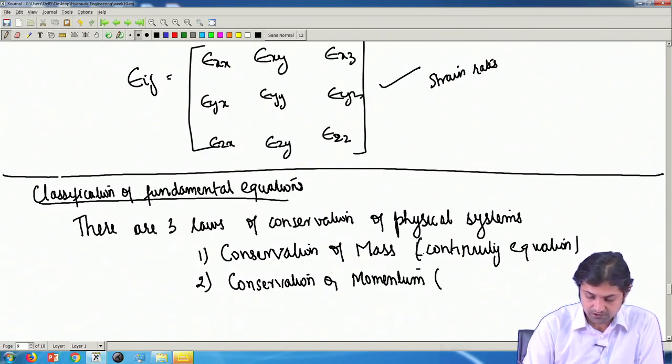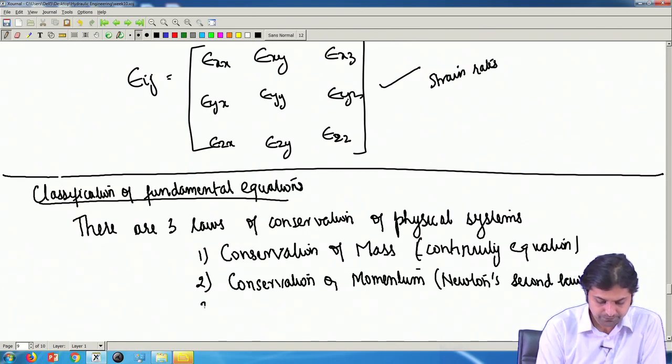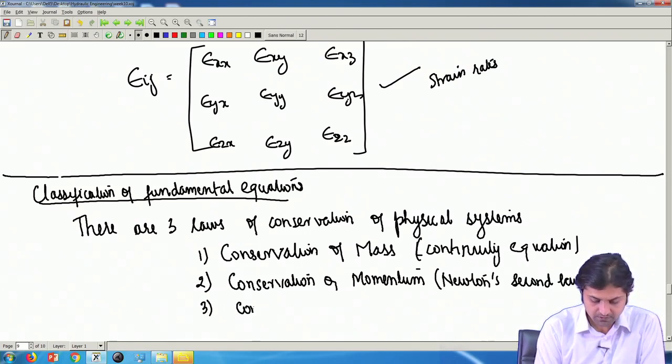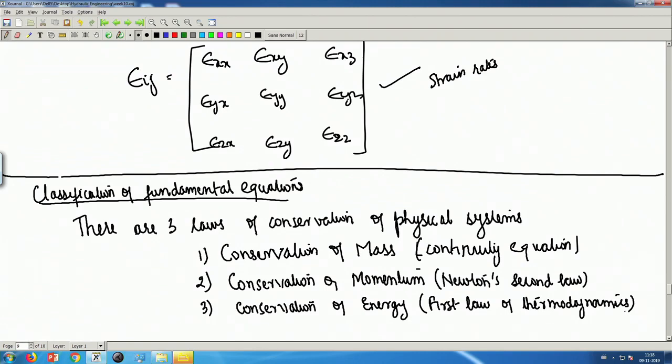And this is analogous to Newton's second law. The third is conservation of energy, and this has something to do with the first law of thermodynamics. All right.